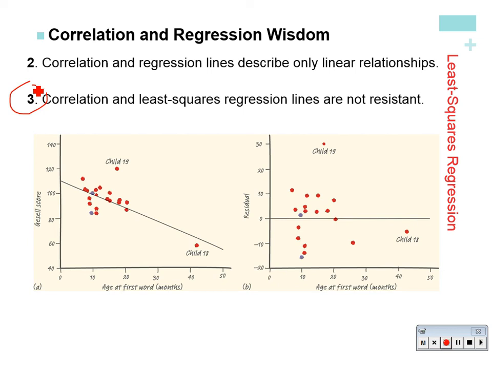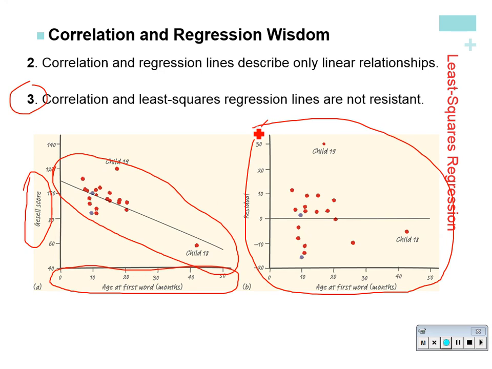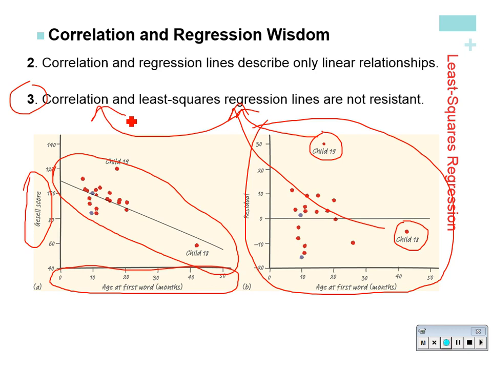So here is just a graph of some data that we're going to look at in a moment, and it has the age at which a child speaks his first word and what their score is on a later aptitude test. So this is the scatter plot, and then this is the residual plot that goes with this. So I think you can see here that there are 2 points in the graph, here and here, that don't really seem to fit the overall pattern. So those points are going to strongly affect the equation of the least squares regression line. They're also going to strongly affect the correlation.